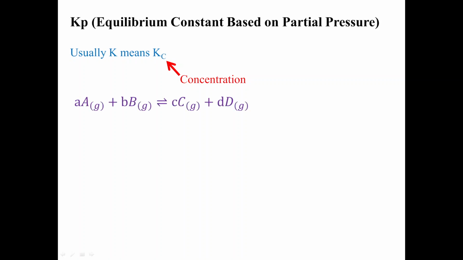So let's take a look at an example where the generalized equation of A plus B gives C plus D again, but this time they're all gases. Well, if this is the case, we want to calculate our Kp. This is our equilibrium constant based off of pressure. It's going to be our partial pressure of C raised to its coefficient times the partial pressure of D raised to its coefficient divided by the partial pressure of A raised to its coefficient divided by the partial pressure of B raised to its coefficient. So a very similar thing, it's just now we're dealing with partial pressures, so typically atmospheres.